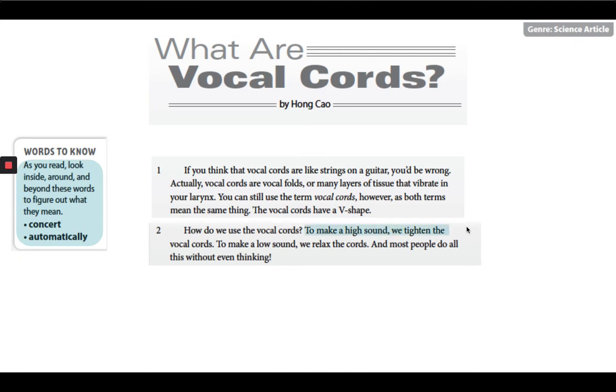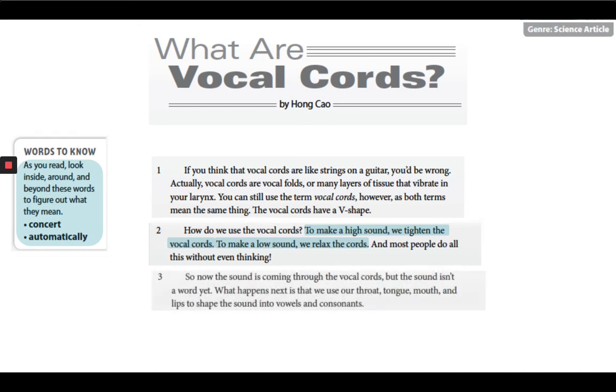To make a high sound, we tighten the vocal cords. To make a low sound, we relax the cords. And most people do all this without even thinking. So now the sound is coming through the vocal cords, but the sound isn't a word yet. What happens next is that we use our throat, tongue, mouth, and lips to shape the sounds into vowels and consonants.